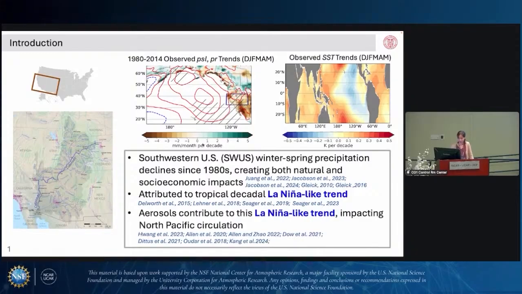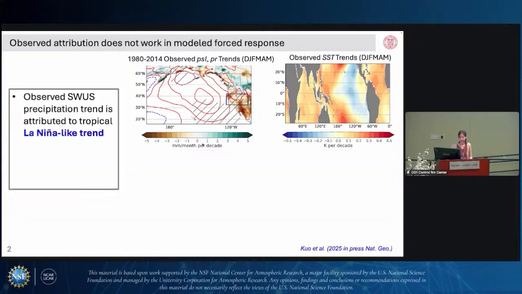And there have been some studies that link aerosols to contributing to the La Nina-like cooling trend since 1980. For example, the paper from Yanting Huang. And we also have a paper that links the trend of La Nina-like SST from aerosols to the southwestern US precipitation drying. But today, I'm focusing on the teleconnection. Basically, in observation, we can explain this circulation change and precipitation change with the La Nina-like teleconnection.